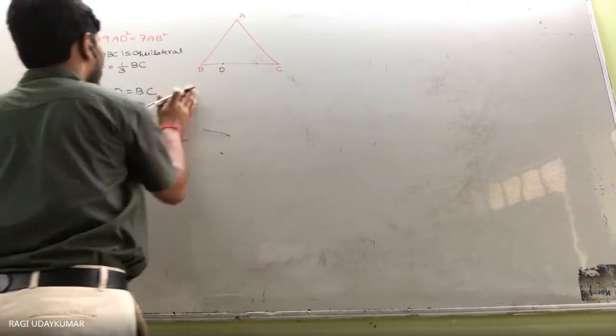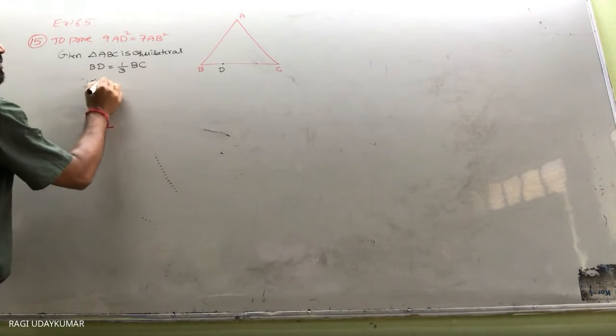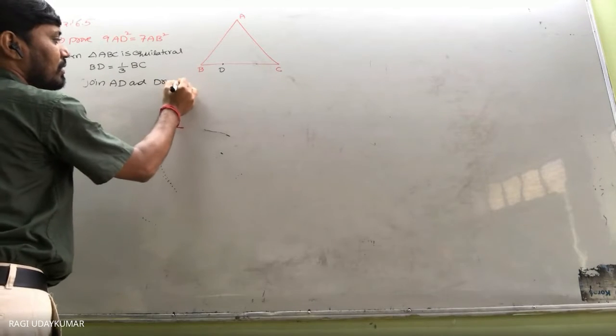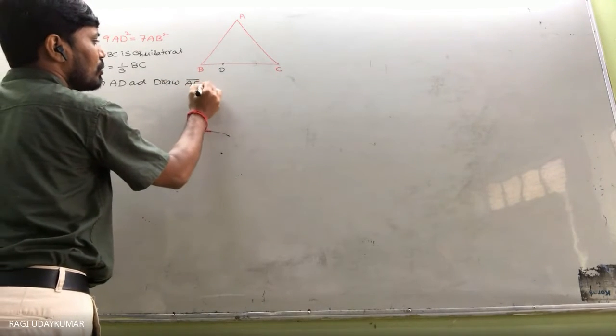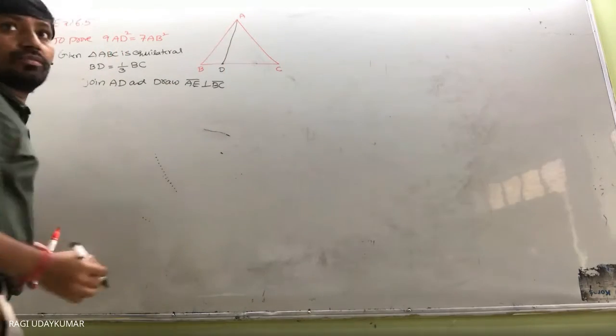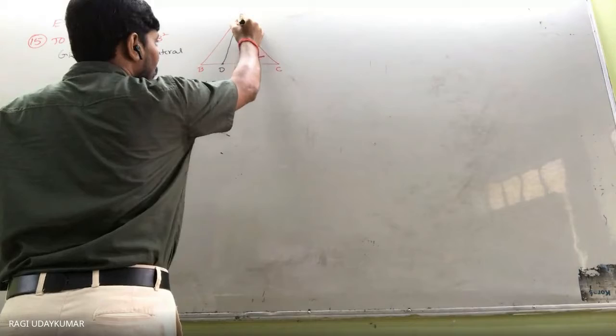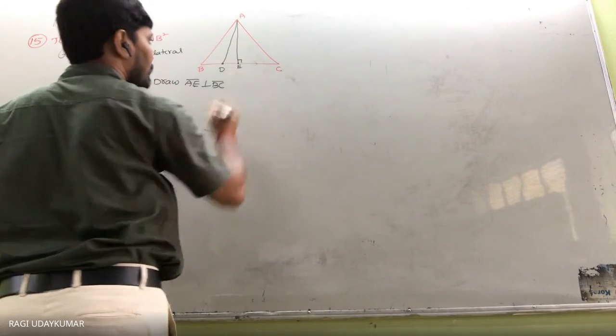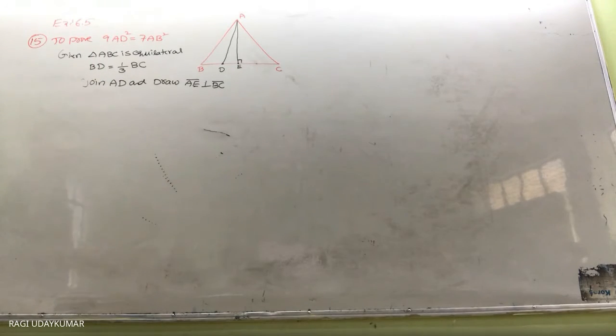Okay, so join AD and draw AE perpendicular to BC, because here to here join करो and from here to here perpendicular line एक draw करो, AE perpendicular to BC. Now asking to prove that AD square. AD square is asked. So now let us see here how do we see.